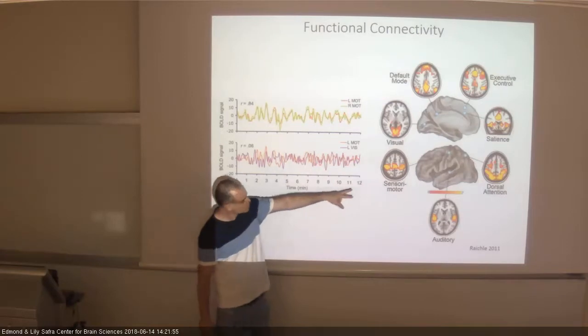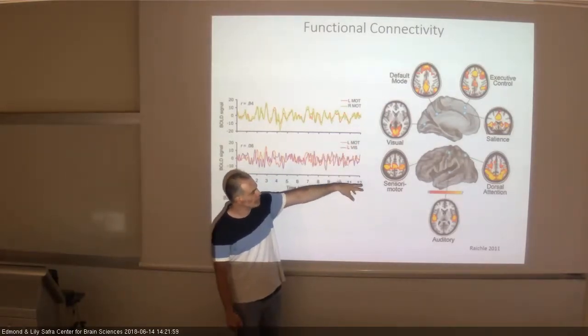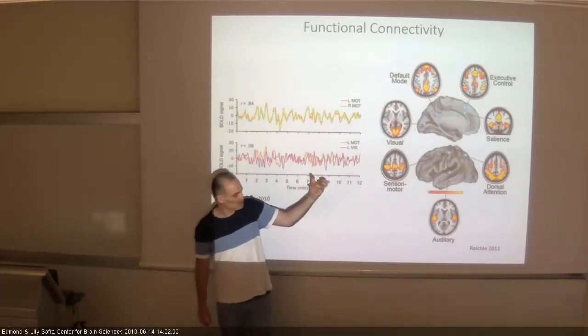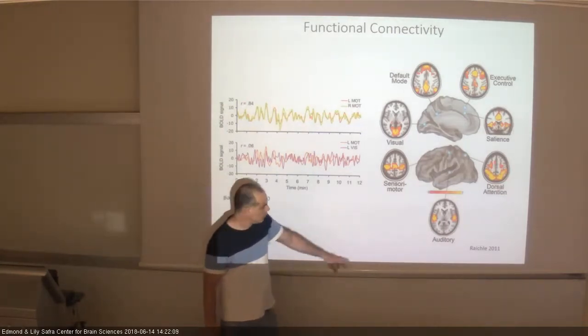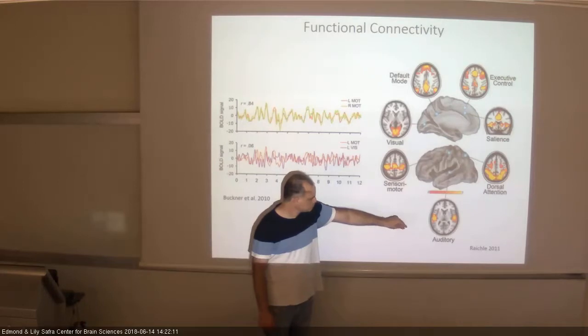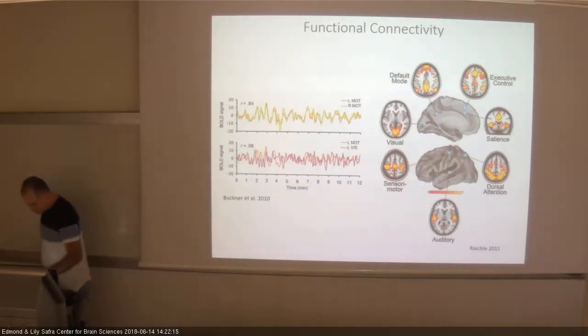And these are just examples for typical networks that you see around the brain: executive control, default mode network, which is very active when we're not busy with some external task or stimuli, auditory networks, sensorimotor, and so on, okay? This is very useful too.